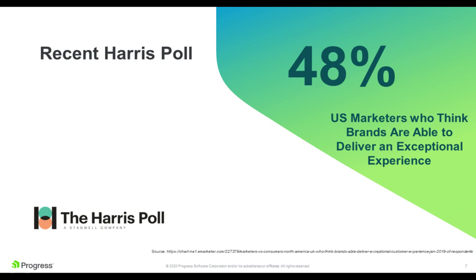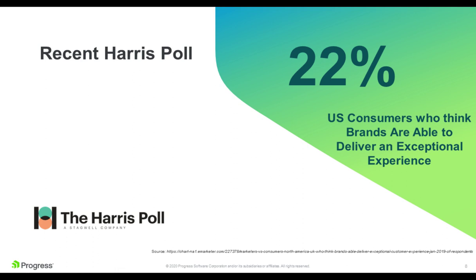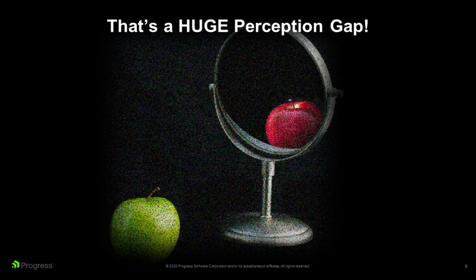In fact, it's interesting. Harris Poll did a recent survey, and they said about 48% of U.S. marketers think that they're delivering an exceptional experience. So we're congratulating ourselves by digitally engaging, by extending beyond our website, by getting our messages out into all these different channels. Now, unfortunately, the same poll came back and said less than a quarter of customers think that we're actually doing that. This is a huge perception gap. And we need to identify that.